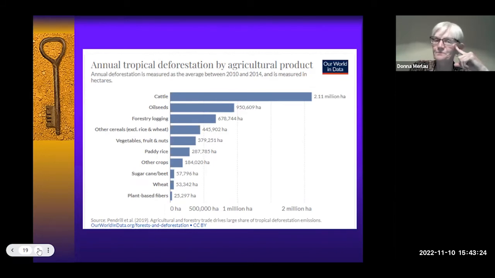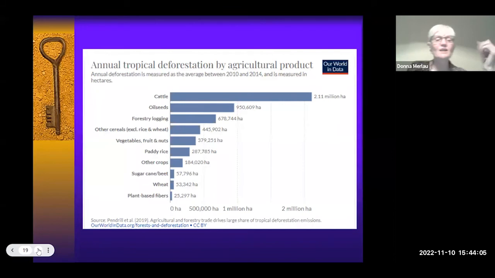Look at the title. Deforestation. Right. I'm deforesting an area. That's correct. And so what are reasons that I'm deforesting? Well, I'm raising cattle there. I'm putting in things to harvest oil seeds. I'm logging. I might be growing cereals there that are not rice and wheat. I might be growing paddy rice there or other crops. And the paddy rice would probably be in Southeast Asia. So I'm deforesting for these reasons.